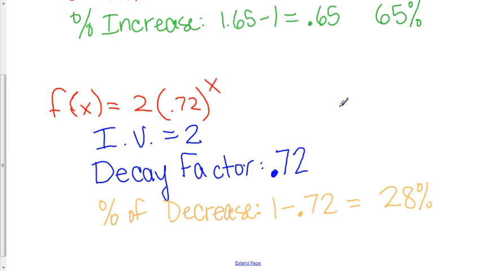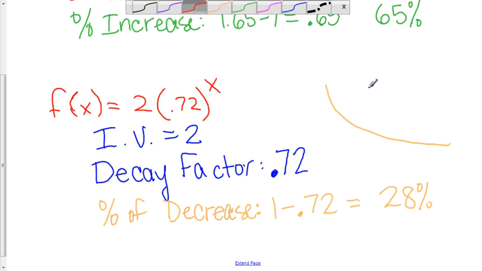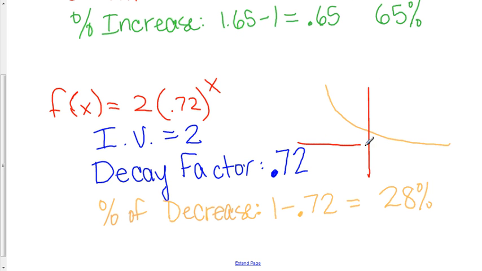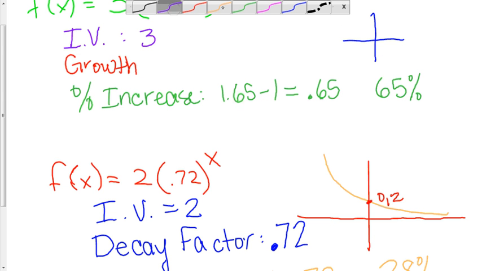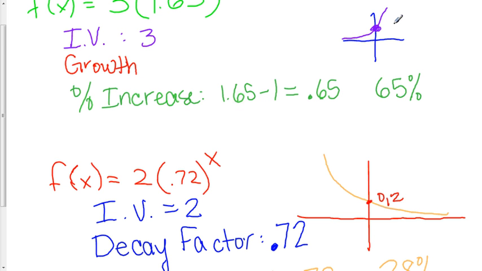And the sketch of this graph, if you were to look at it, would be something like this, where it would cross the x-axis never, and the y-axis at 2. In this function up here, that's an increasing function, it would look like so. And that coordinate would be 0, 3.